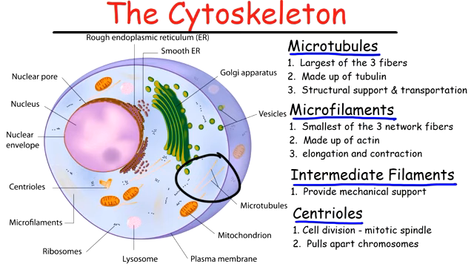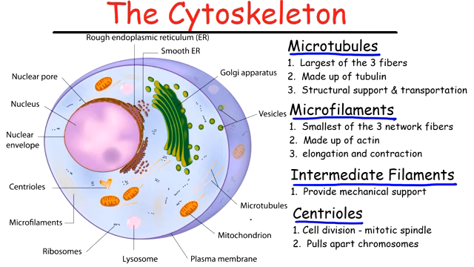Now the microtubules, they're made up of a protein called tubulin, and the microfilaments, they're made up of a protein called actin. The microtubules, their purpose is to provide structural support and transportation services to the cell. So vesicles, they can move from one part of the cell to another part by means of the microtubules. The microfilaments, they're involved in elongation and contraction, so they assist the cell to move.